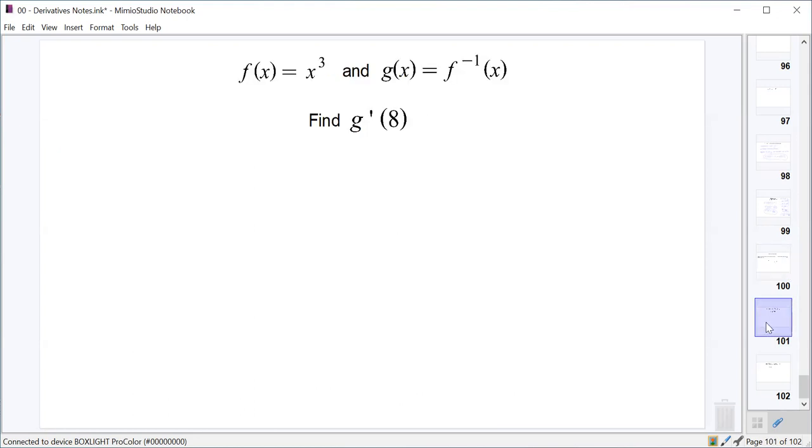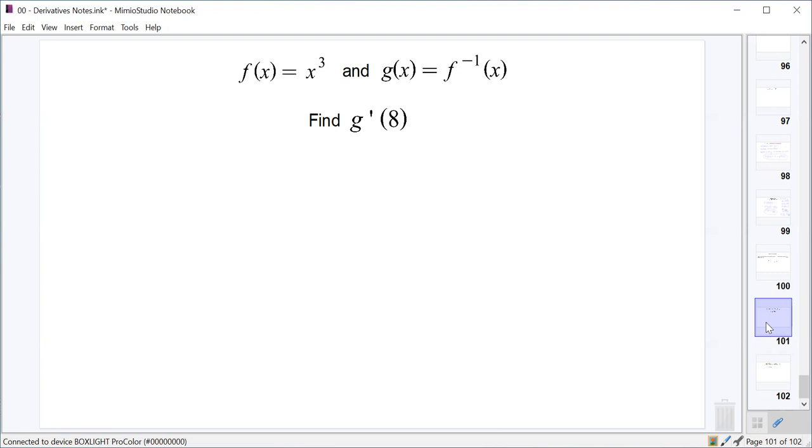So let's take a look here at f of x equals x cubed, where g of x is the inverse of f. And we're going to see if we can find g prime of 8. So obviously we could find the inverse of f of x. We could find g of x and then evaluate that derivative at 8. And we'll do that at the end just to check our work here. But let's try to use the rule.